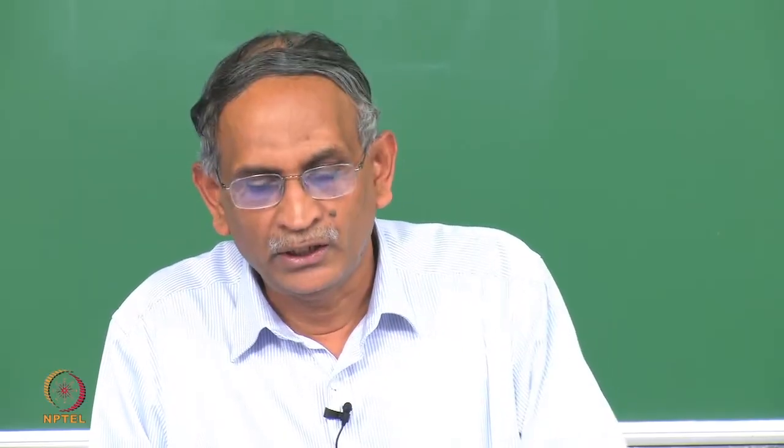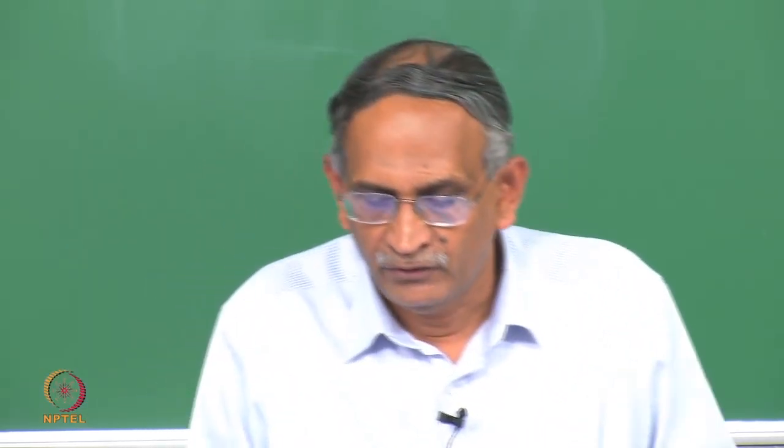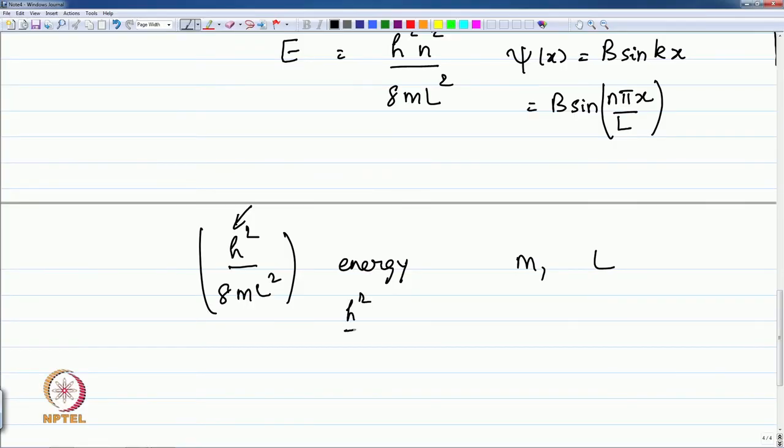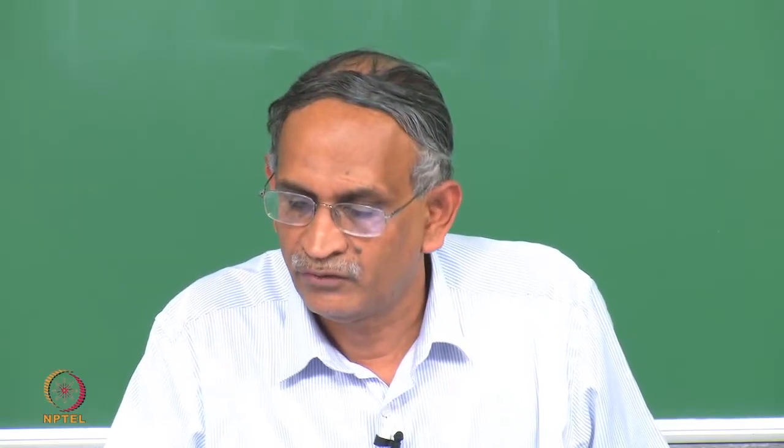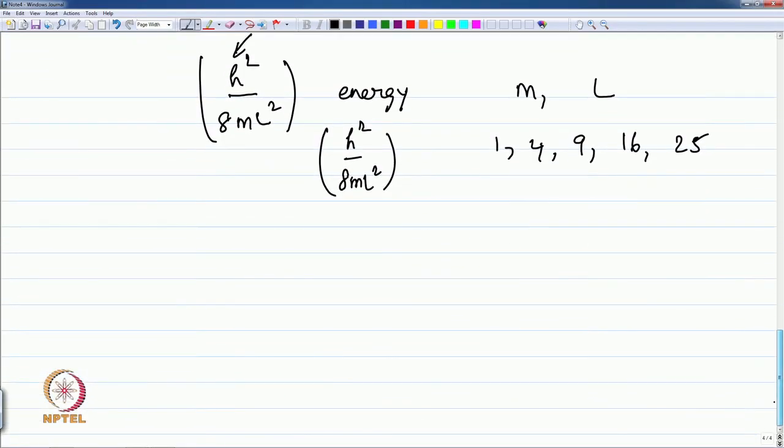Given that, you see that the energy is discretized and the energy is in units of h square by 8 m L square. This is the fundamental unit for this box, and then it is 1, 4, 9, 16, 25 as the value of n becomes 1, 2, 3, 4, etc. Therefore, particle energies are discretized. The second part is the wave function, which is given by b sine n pi x by L.